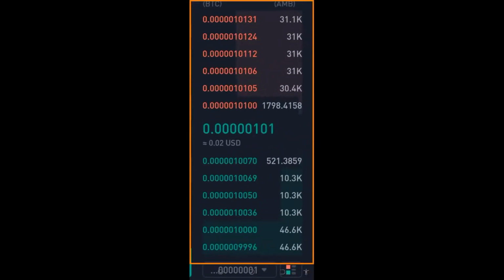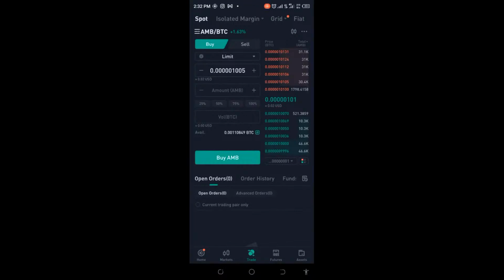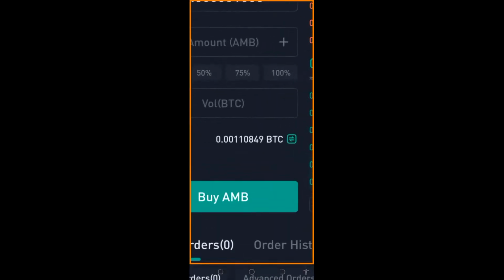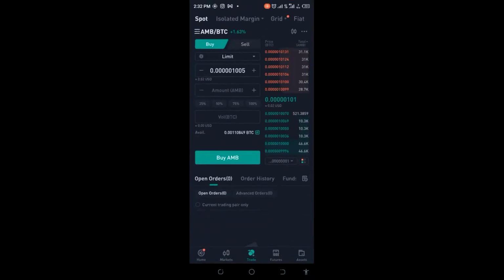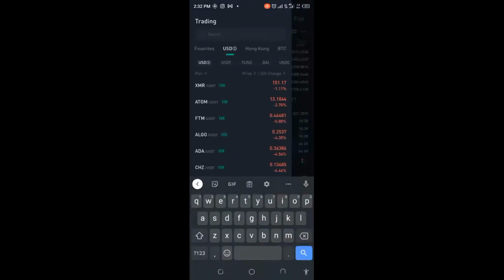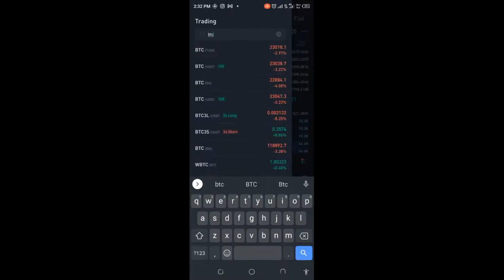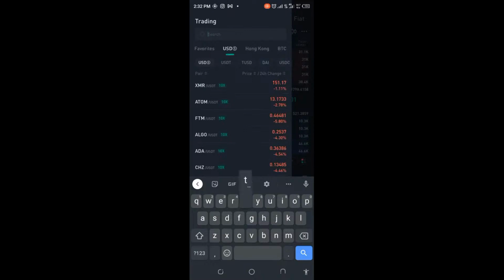You can even see that it rose up to 0.0000101. That is phenomenal. So what do we have here? We have no AMB, but we have our BTC. Now we're going to go ahead and change this to TRX, and then we'll send it over to Binance. So let's change this to TRX.